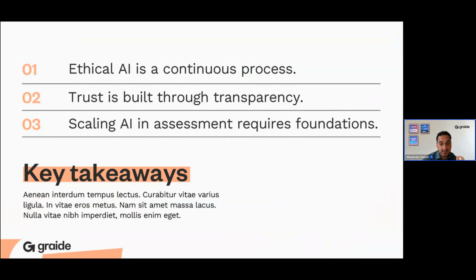And then lastly, if you are trying to scale AI in assessment, you require foundations, specifically, in my opinion, those ethical and environmental foundations. Because let's face it, the promise of AI in education is real, right? But without the safeguards, we risk undermining the learners that we're actually trying to empower in the first place.